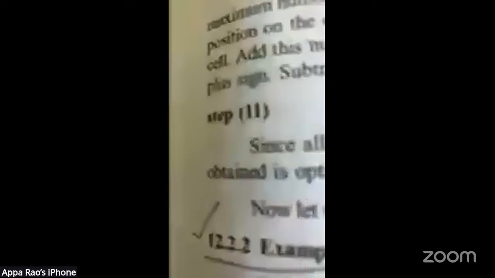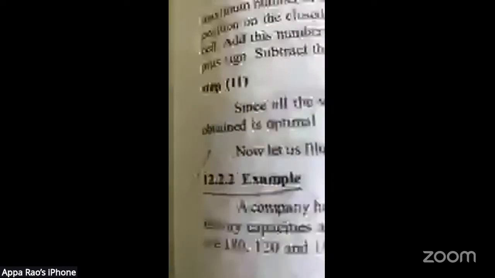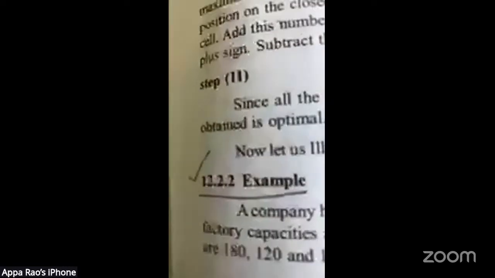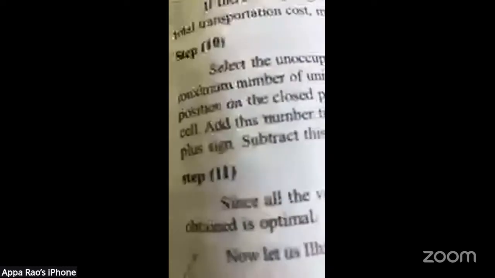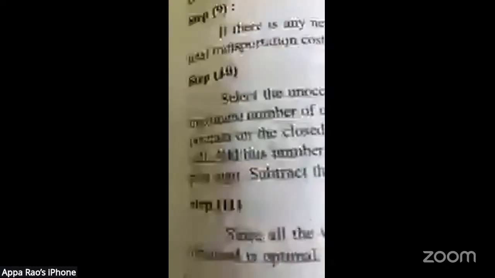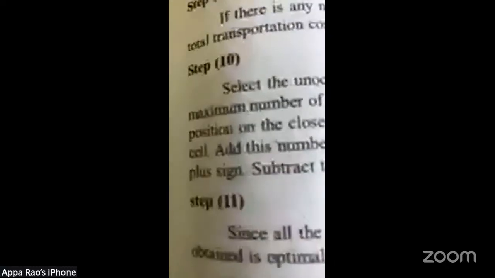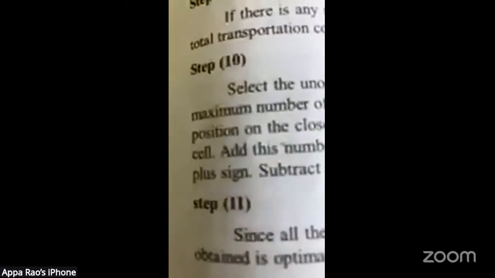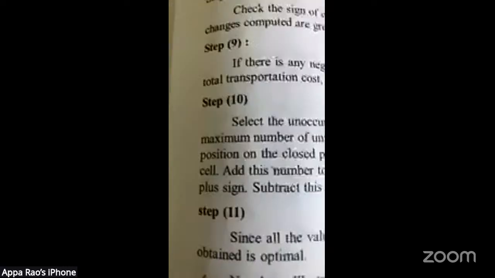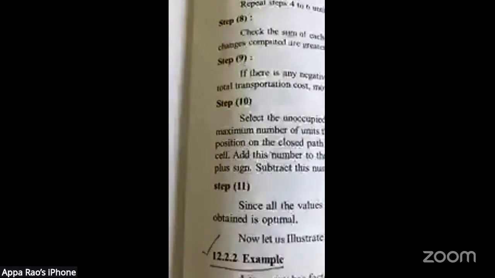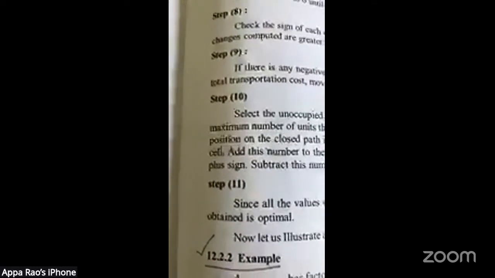Step 11: since all the values of unoccupied cells are greater than or equal to 0, the solution retained is optimal. That is what we discussed today: two methods, the stepping stone method and the modified distribution method, or UV method. One method is compulsory, okay, friends.